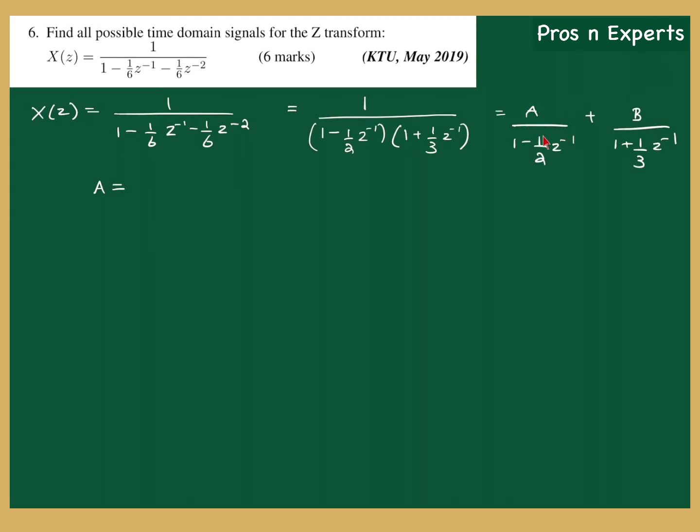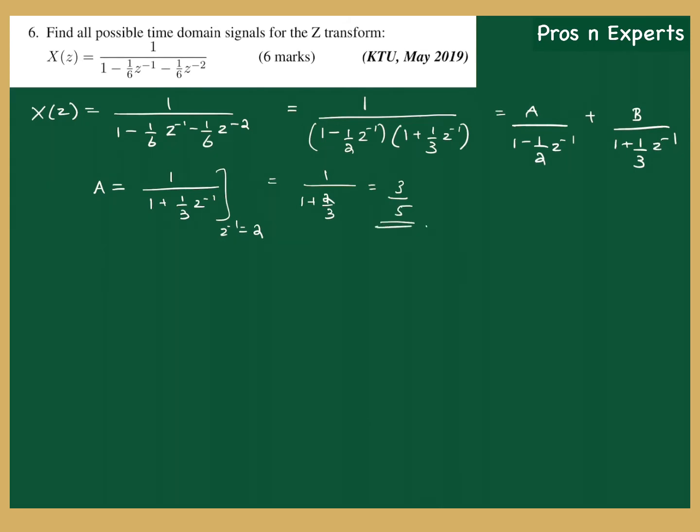Z inverse equal to 2 makes this denominator 0. Okay, so A equal to 1 by 1 plus 1 by 3 z inverse at z inverse equal to 2. Right, z inverse equal to 2 is the only number which makes the denominator 0. So this is equal to 1 by 1 plus 1 by 3 into 2, that is 1 by 5 by 3, which is 3 by 5. Okay, so A equal to 3 by 5.